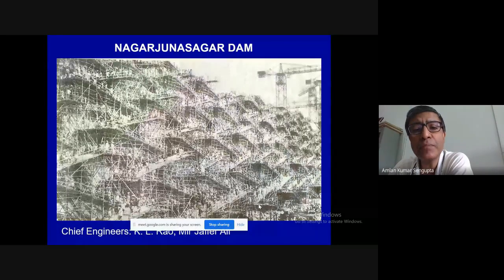This is a photograph from the archive of the construction of the Nagarjuna Sagar Dam. The chief engineers were K.L. Rao and Mir Jafar Ali. And you can see the crew. They appear like ants compared to this tall structure.